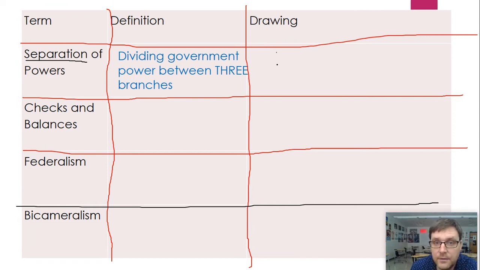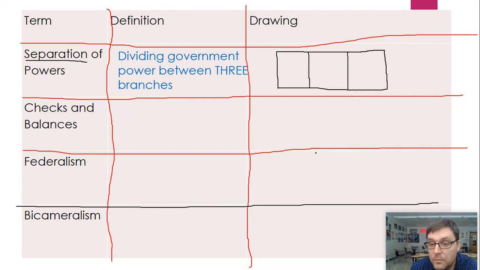So I'd like for you to draw a box. This is kind of like a blueprint, right? If we're talking about government structure and government looking like a building, what would government look like if the Constitution was our blueprint? This is kind of what it would look like. Pretend this box is all government power. We divide it between 3 branches. And what are those 3 branches?